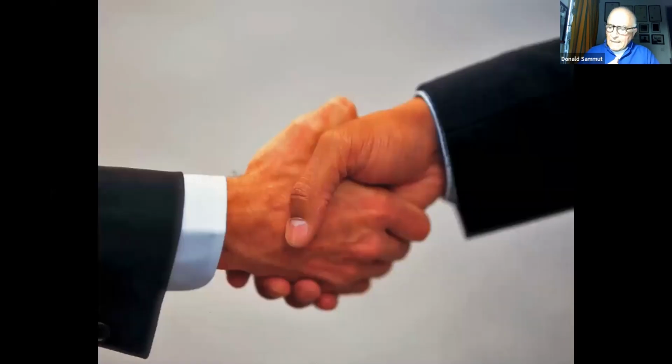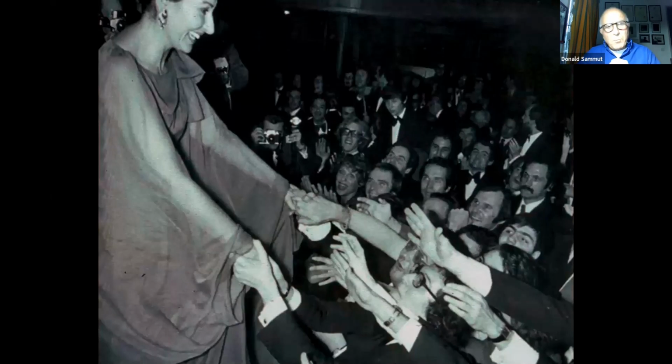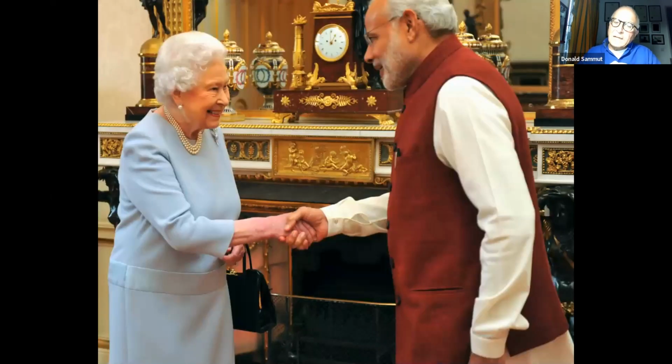Remember also that the hand is the only part of the anatomy that it is permissible to touch in polite society. Even opera royalty, here's Maria Callas in 1973 in Paris giving one of her many farewell concerts, and her adoring fans were allowed to touch her hands. And of course, one needn't go far. You're only allowed to touch the Queen's hand and nothing else.